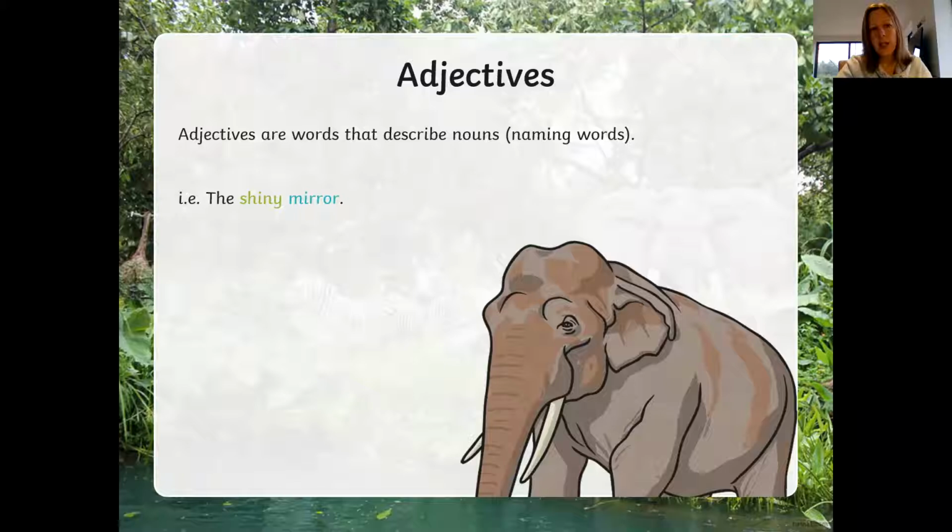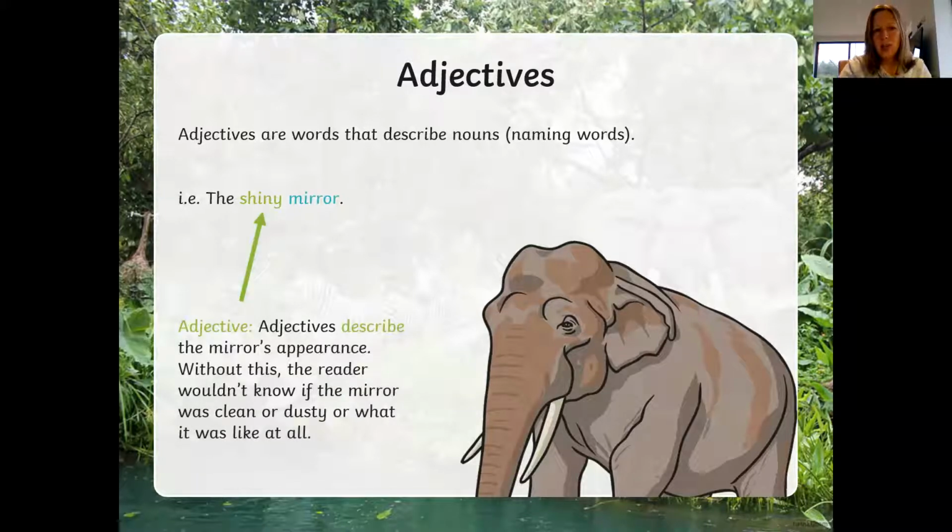Okay, so for example, we've got the shiny mirror there. The adjective describes the mirror. The mirror is the noun. Shiny is the adjective. It describes the mirror's appearance. And without this, the reader wouldn't know if the mirror was clean or dusty or what it was like. It would just be like a mirror.